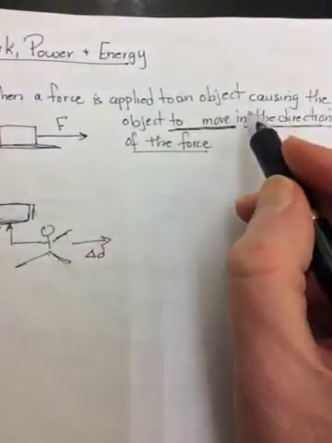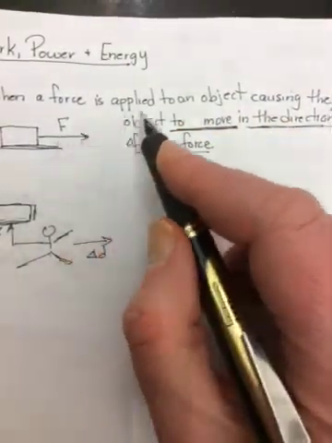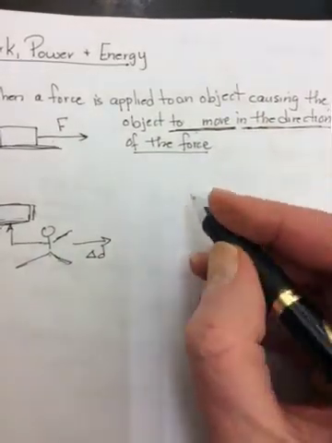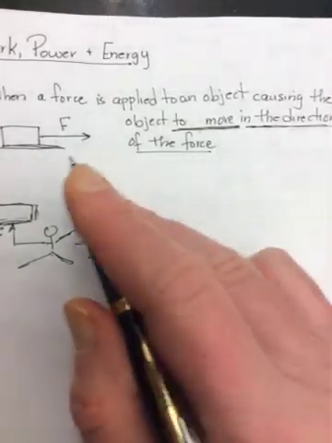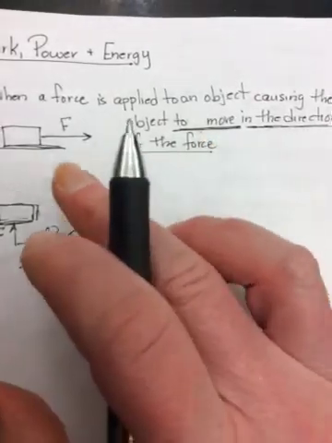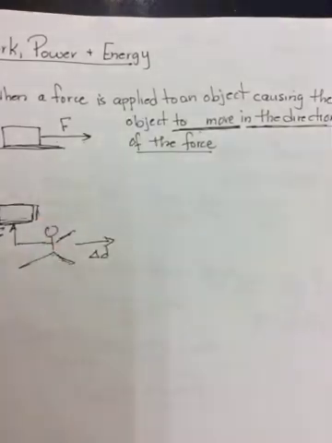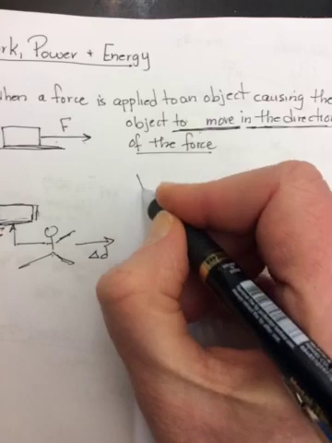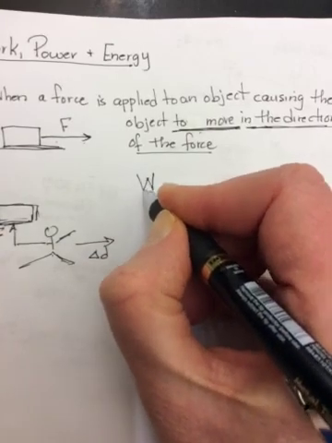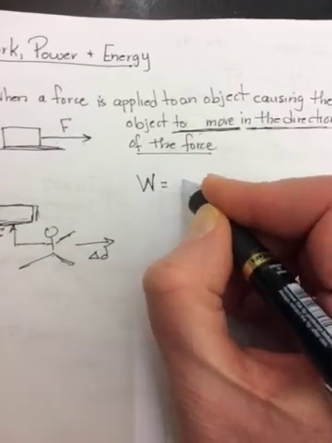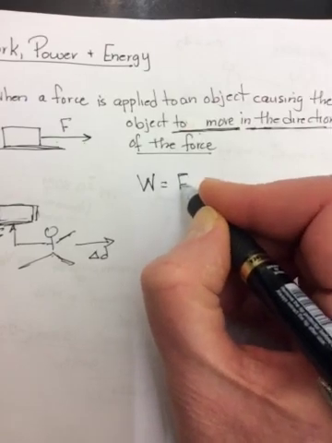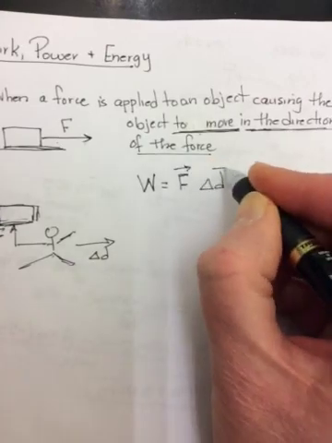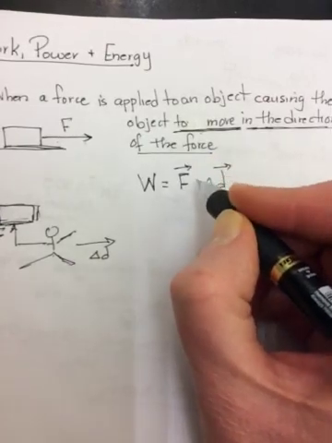Okay, so work is only done when you put a force on the object that causes the object to move in the direction of the force. So the amount of work done depends upon the force that you're applying, and it also depends on how far you move it. So the equation, it's actually the first time that we're going to be multiplying vectors together because it's force and displacement, and both of these are vectors. And we're going to multiply them together in a special way.